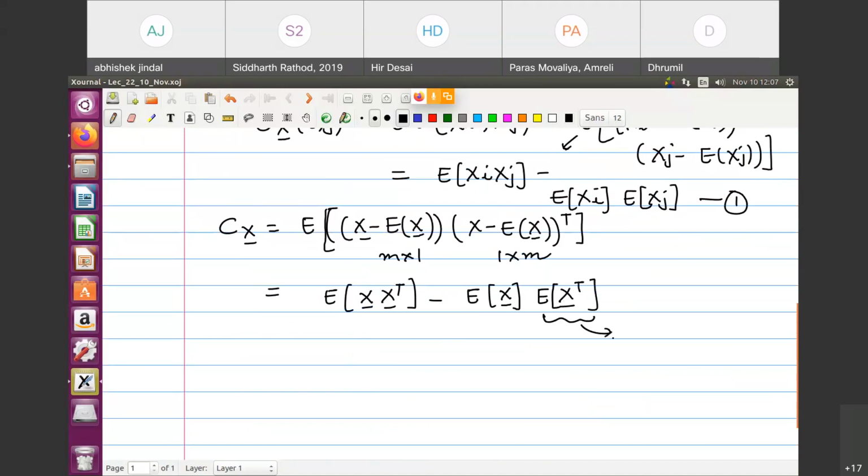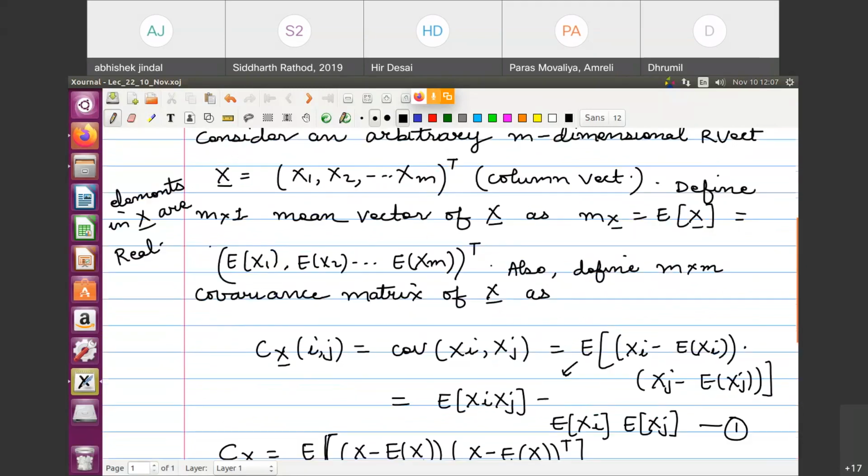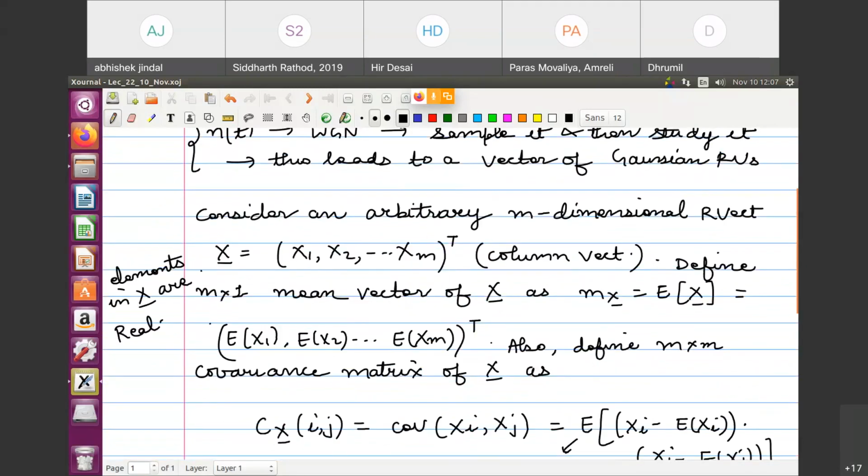You can write this as expectation of x bar x bar transpose minus the expectation of x bar times the whole transpose. This is m cross 1 times 1 cross m, so m cross m, and this is m cross 1 times 1 cross m, so m cross m. Subtraction of two m cross m matrices gives you an m cross m matrix. So this is the definition of the covariance matrix for a general random vector. I have not yet specified what x1, x2 and xm are.